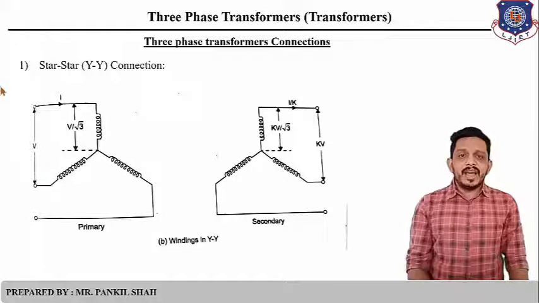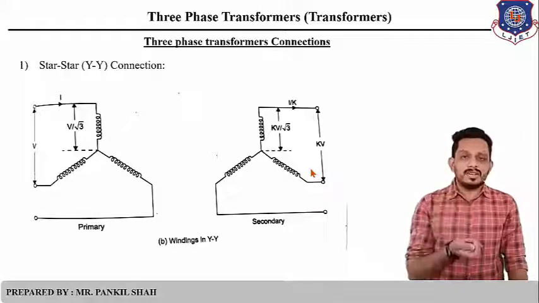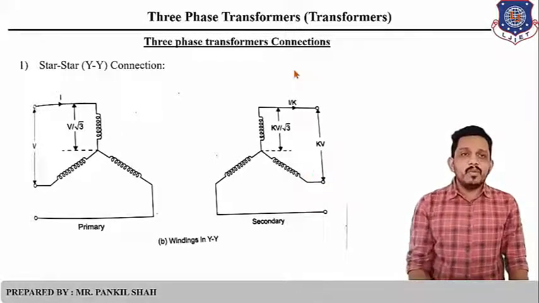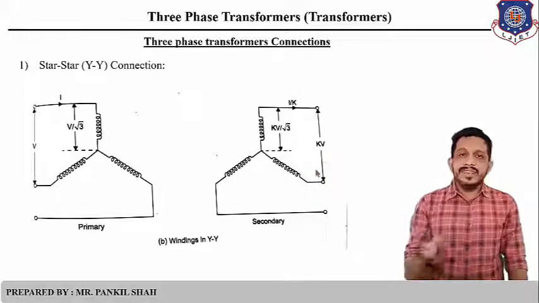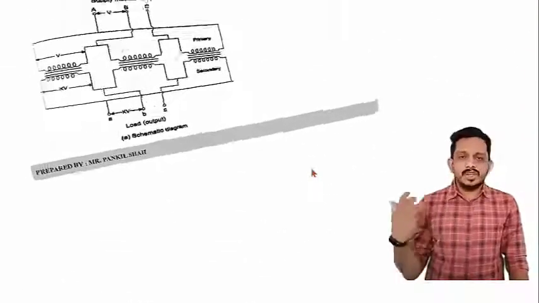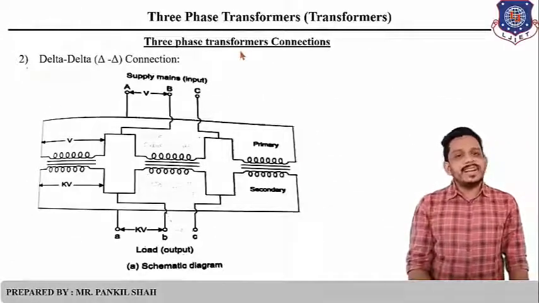The voltage between two lines is given as V, and the phase voltage is given as line by root 3. I is the current. If you want to find the value of the secondary transformer's rating, then you have to multiply and divide with K. K is the transformation ratio.